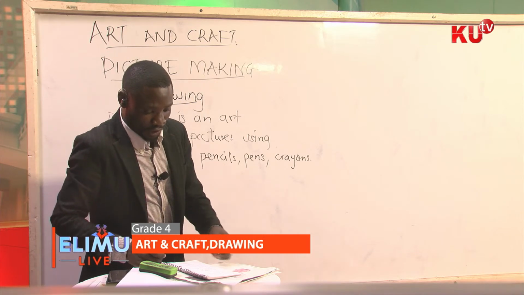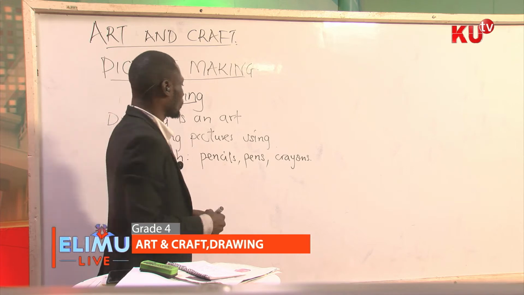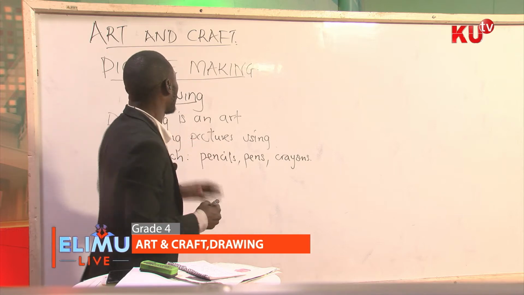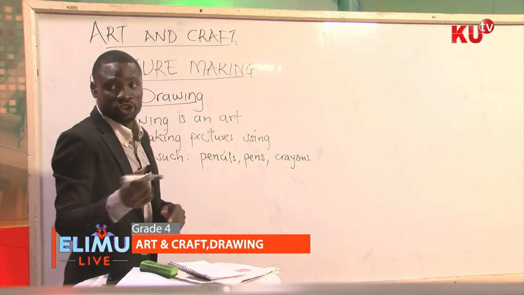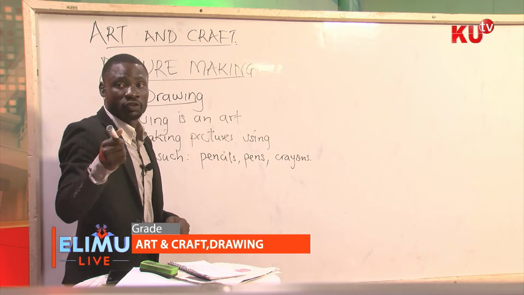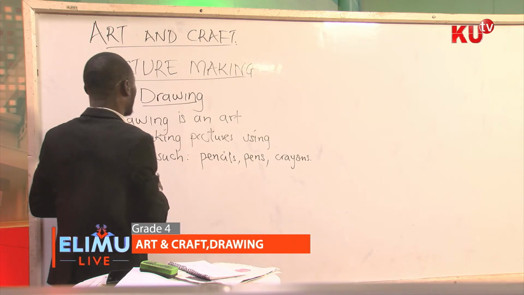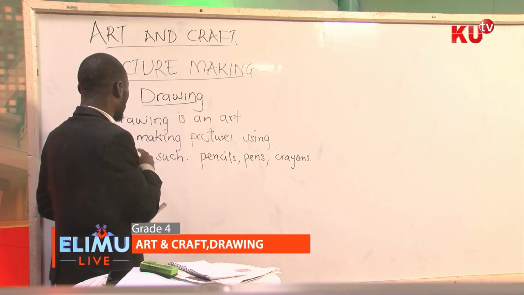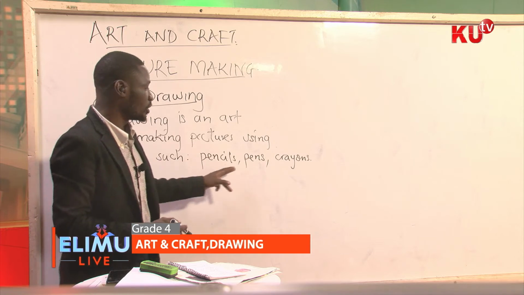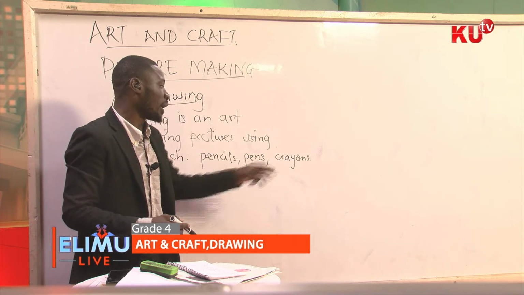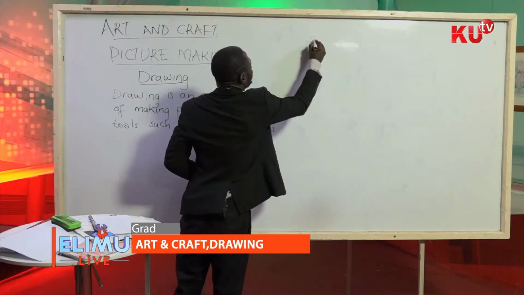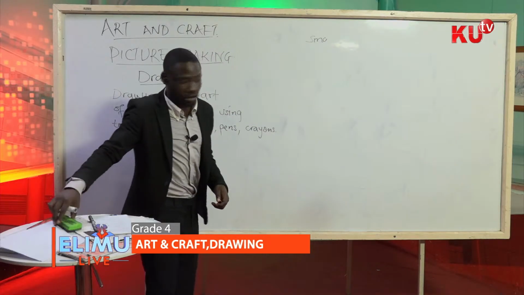Okay, smudge technique, that is the substrand that we are going to talk about today. I was just introducing this topic, that is picture making, the first unit of grade 4 art and craft. Drawing is a skill, one of the ways of making pictures, an art of making pictures using tools such as pencils, pens, and also crayons. So I want us to go directly to smudge technique.